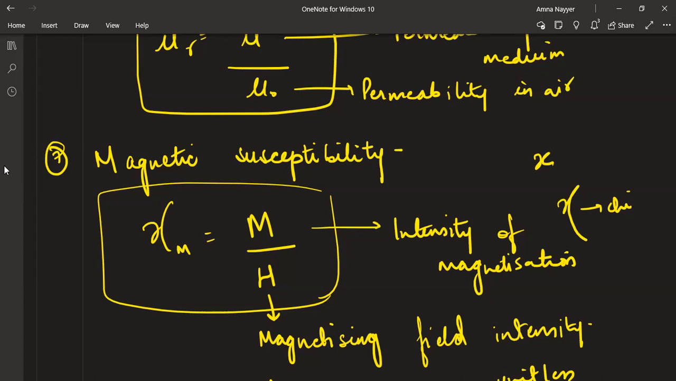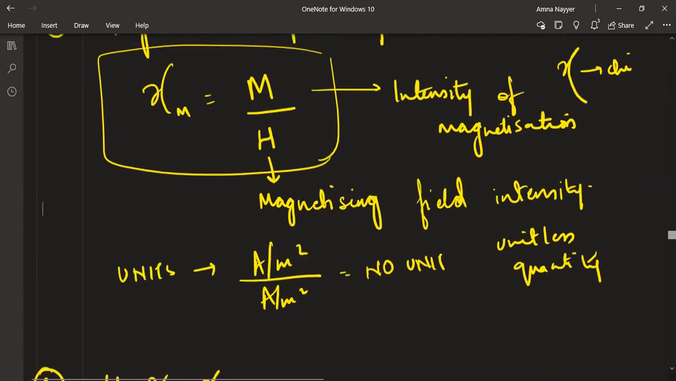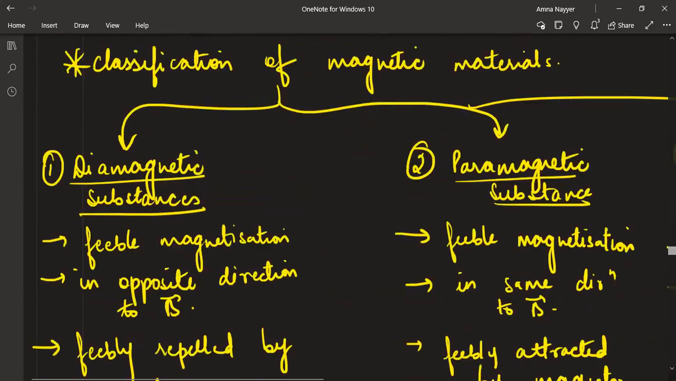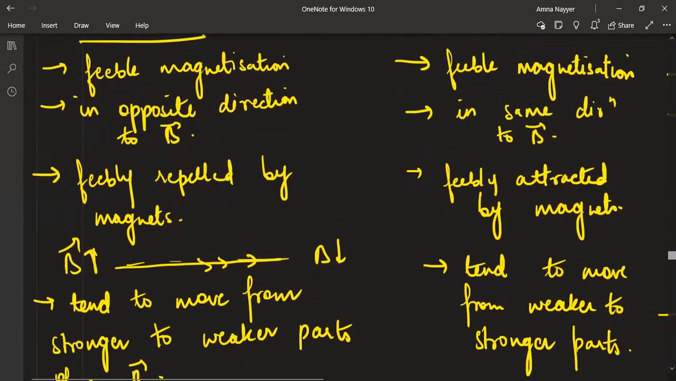So now from this formula you can quickly make the difference between relative permeability and magnetic susceptibility. Now, this relation is also important, class. This relation is also asked. Fine. And then differences between all these substances.